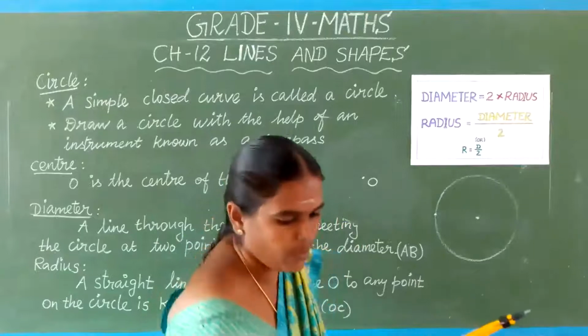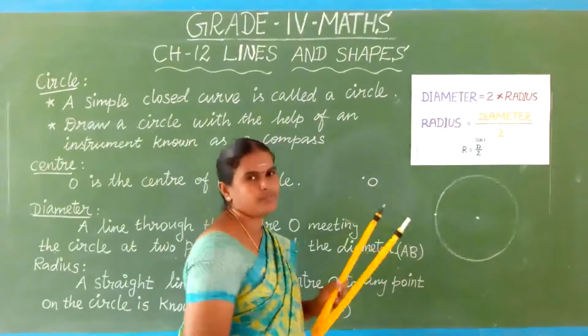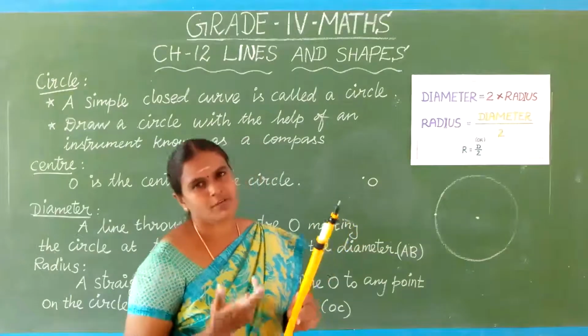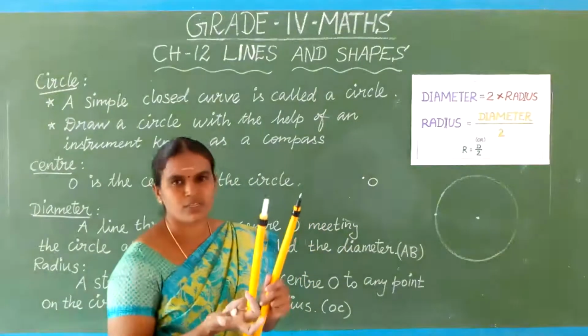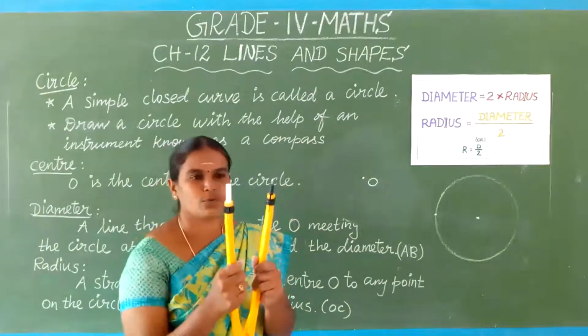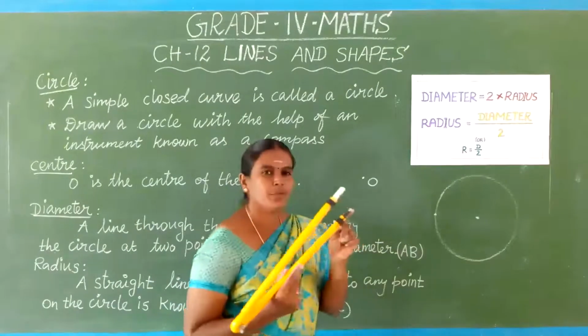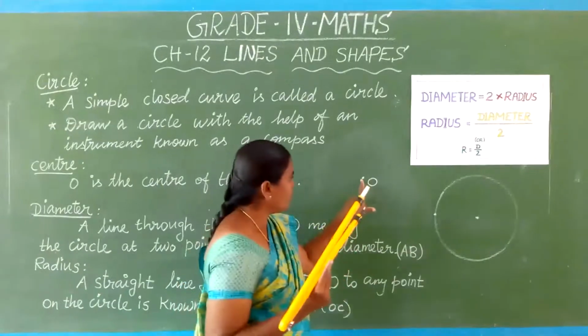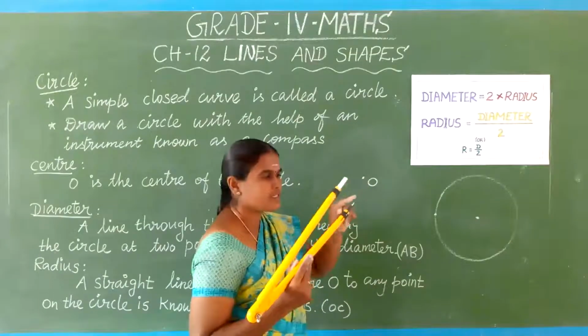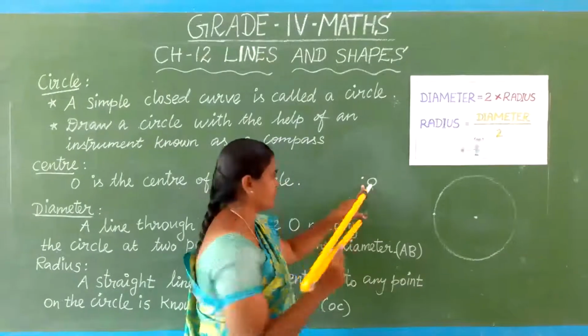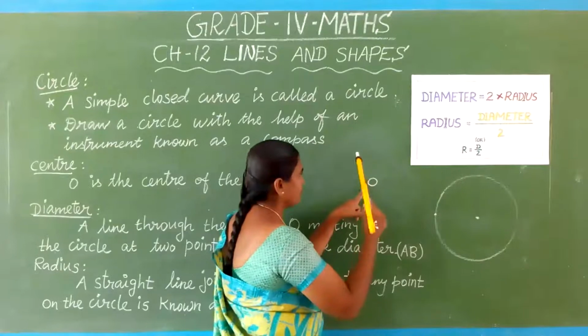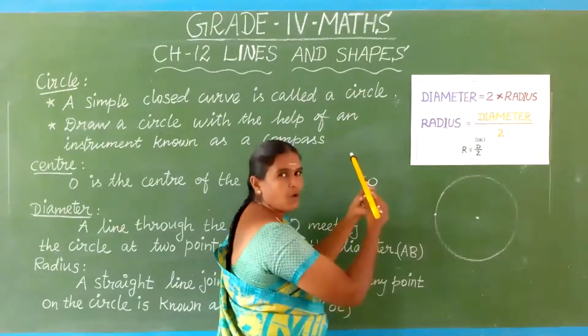Now I draw one circle. If you want, take 3 centimeter or 5 centimeter, or no need. Without the centimeter also, you take any compass, open it and draw the circle. Now keep the needle on the point, keep the pencil here. Now draw one circle.